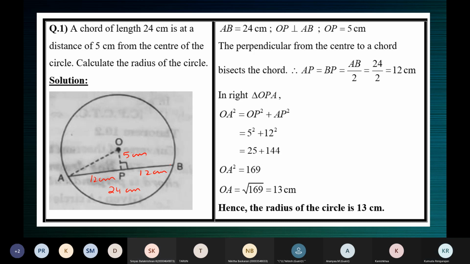What is the theorem? The perpendicular from the center to the chord bisects the chord. Very good. The perpendicular from the center to a chord bisects the chord. So P is the midpoint of AB. That makes AP and PB each equal to 12 centimeters. So OA by Pythagoras theorem is 13, or the radius is 13.